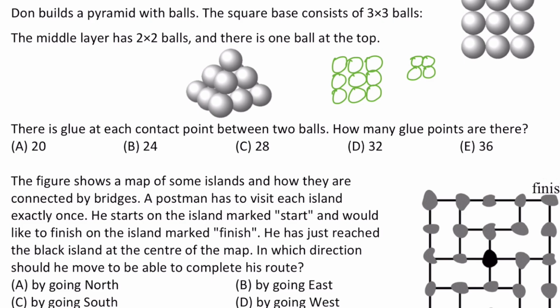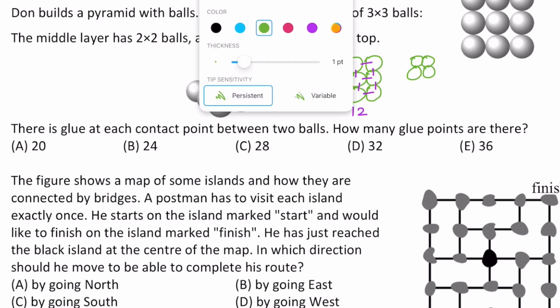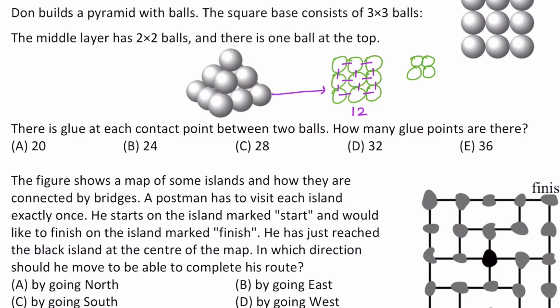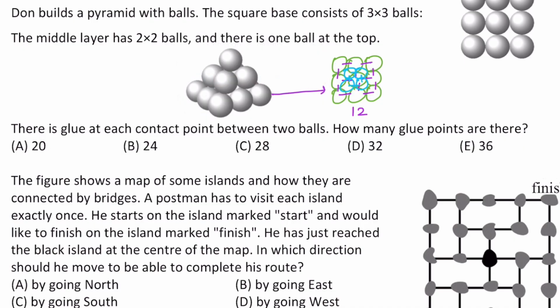So what I did is I made the 3 by 3 base like this to figure out how much contact is being made. So 1, 2, 3, 4, 5, 6, 7, 8, 9, 10. There are 10 balls that are contacting, and 11 and 12. So there are 12 contact points here. Then for the second layer, there are 1, 2, 3, 4 contact points, but because it's being contacted with the third layer, we need to look at how many contact points there are.